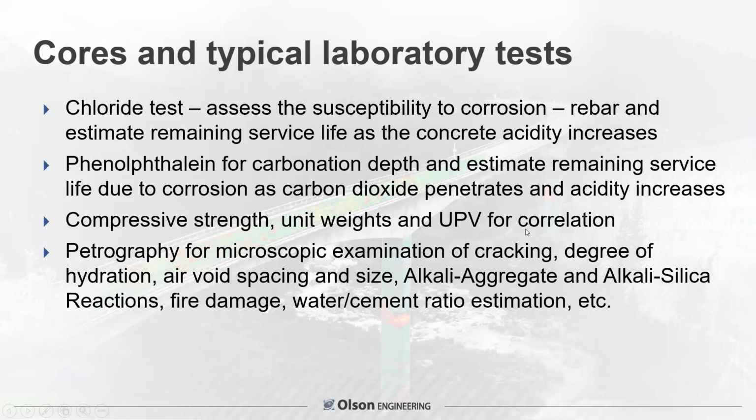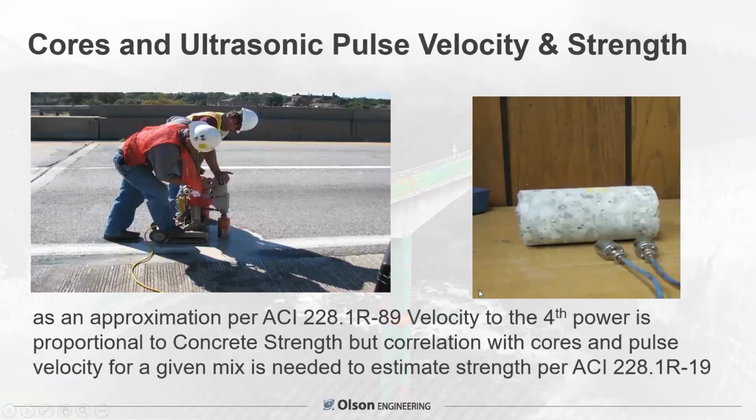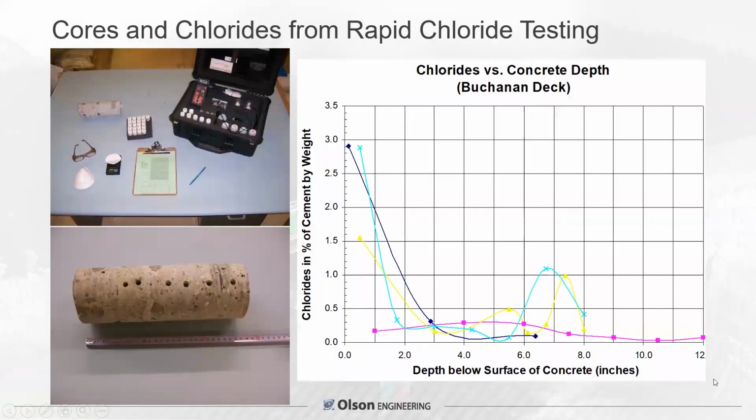Compressive strength, unit weights, pulse velocity can all be done for correlations and checking the strengths. Petrography can be done by others for specialized laboratories to look at cracking, hydration, air void spacing, etc. The last thing I'm going to comment on, you can correlate, of course, with cores and doing ultrasonic pulse velocity of strength. The ACI document from '89 talks about the velocity to the fourth power being proportional to concrete strength, but you have to correlate if you're going to use this seriously with cores and pulse velocity testing to estimate the strength per ACI's 228.1R document.